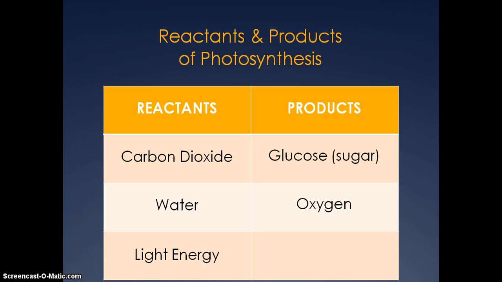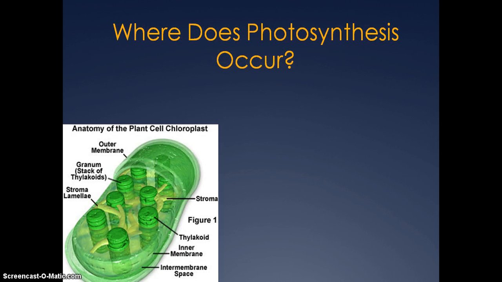It's a summary. Reactants, carbon dioxide and water with help of light energy, radiant energy. It's not the infrared energy, which we call heat. Glucose and oxygen are produced. So where does it occur? It occurs in organelles. In eukaryotes, notice the double layer membrane right here, and organelles called chloroplasts.